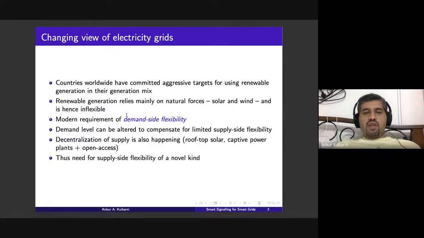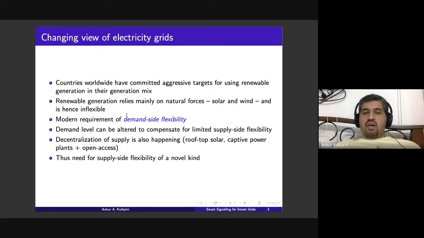So therefore they always gave you supply side the possibility to create schedules as you like, and have supply side flexibility. On the other hand, renewable generation relies mainly on natural forces, so solar and wind generation, and hence is naturally inflexible. It is there when it is there, and when it's not there, there is not much you can do. You cannot make the sun appear from behind the clouds.